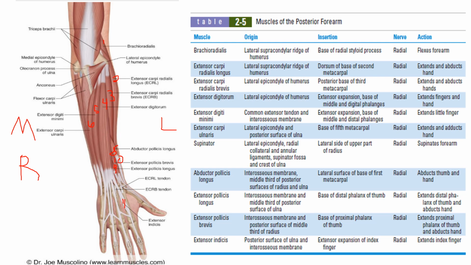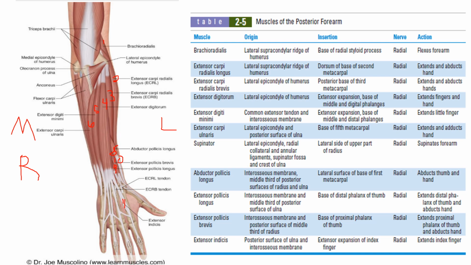The brachioradialis has its origin from the lateral supracondylar ridge of the humerus, and it inserts into the base of the radial styloid process. It is innervated by the radial nerve, and its function is to flex the forearm. You will actually notice that all of the posterior forearm muscles are innervated by the radial nerve, all of them.